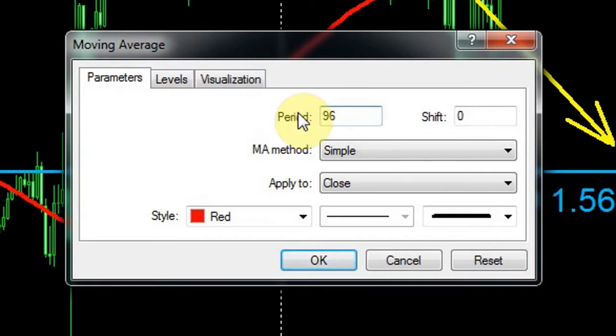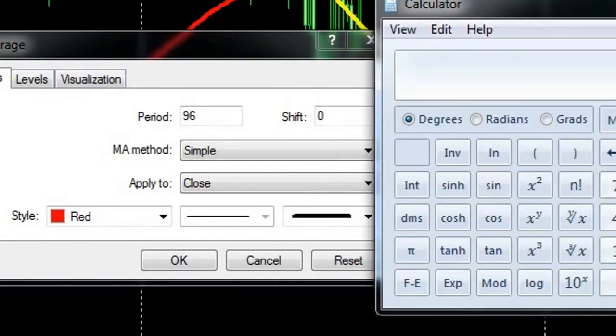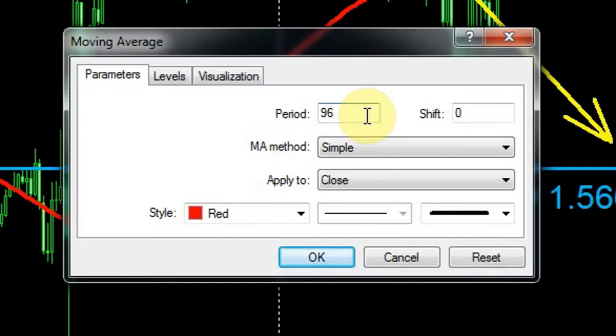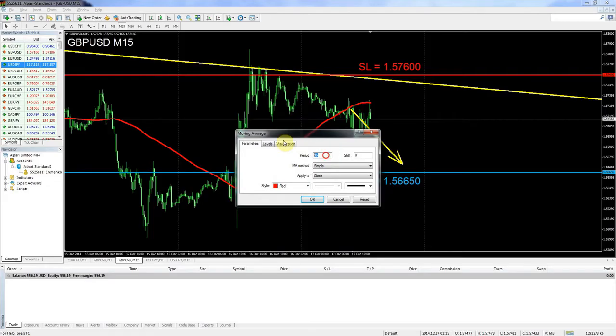The reason why I chose 96 is because there are 24 hours in a day, and there are 4 M15 bars in an hour. So if we take 24 and multiply it by 4, we get 96. That means 96 of these M15 bars actually represent one full day. And it's always good to have these reference points. You could use 100 and it would look pretty much similar, but 96 has an actual meaning behind it.